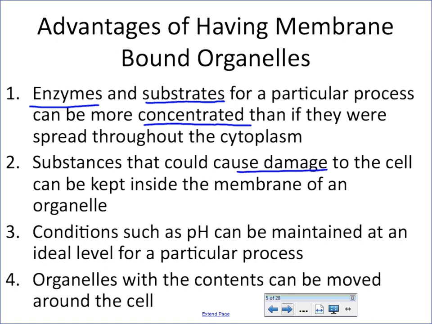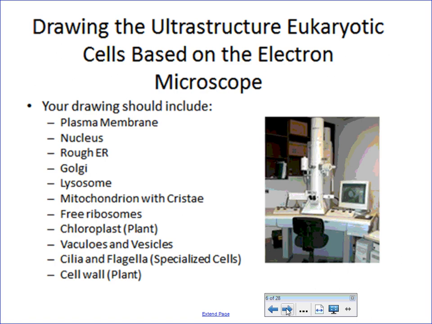Substances that could cause damage to the cell can be kept inside the membrane of an organelle, and conditions such as pH can be maintained at an ideal level for a particular process. So within some membrane-bound organelles, the pH may be a little bit more acidic, which, if that acidic fluid is released into the cytoplasm, could cause some damage to the cell. Organelles with their contents can also be moved around the cell as needed.